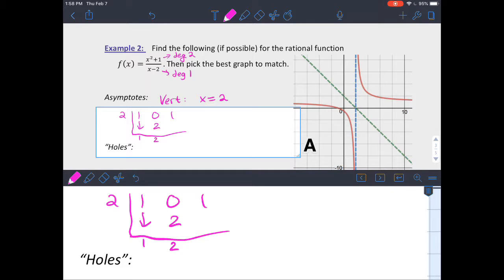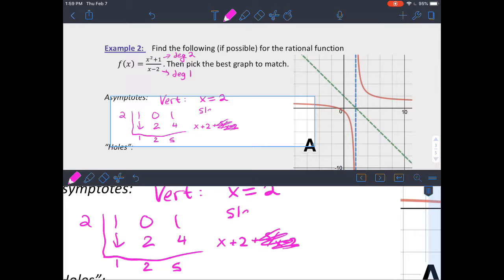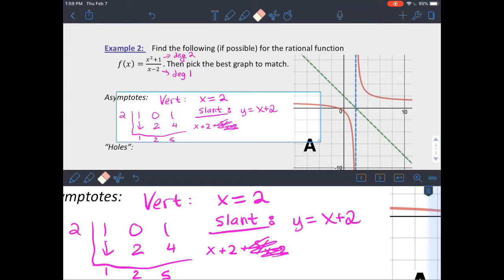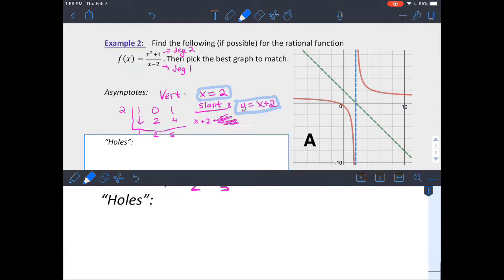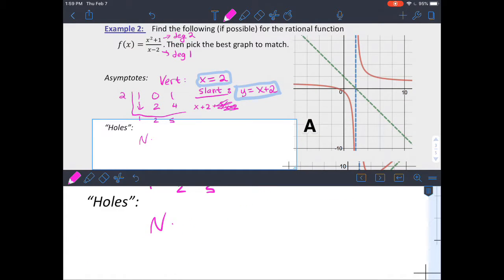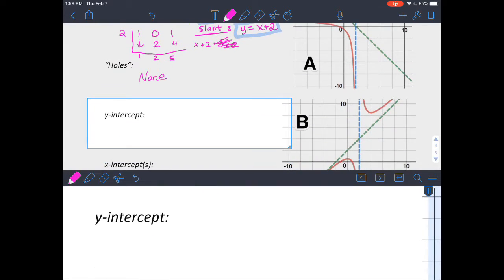We can do some synthetic division. When you divide, you end up with x plus 2 and then remainder of 5, but only the x plus 2 is going to influence your equation of your slant asymptote. So y equals x plus 2 is your slant asymptote. So there aren't any holes because, again, I couldn't simplify the original and divide out any factors.